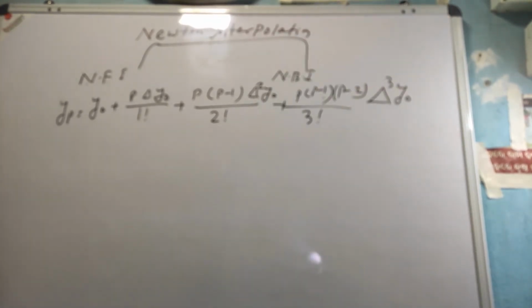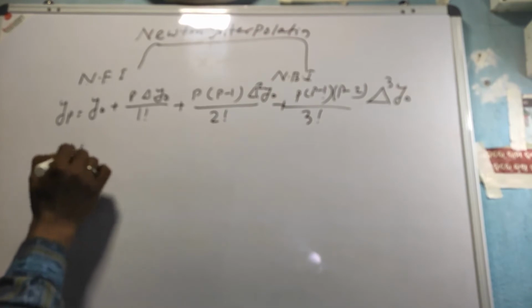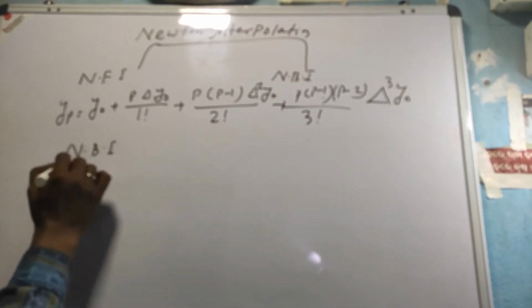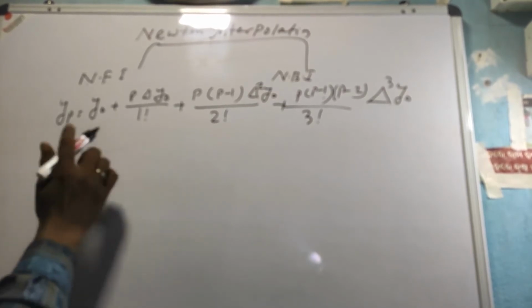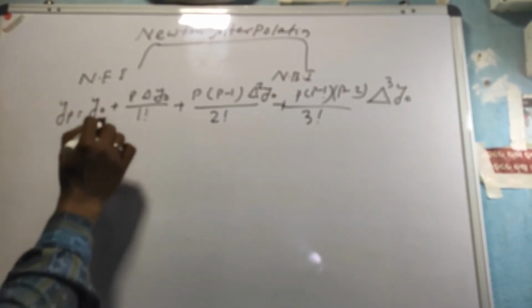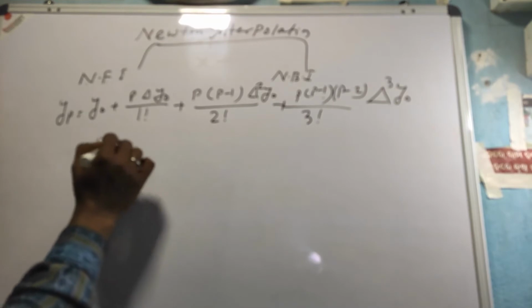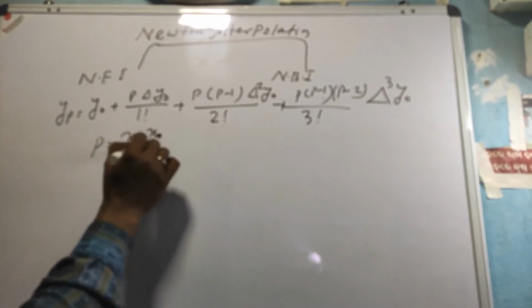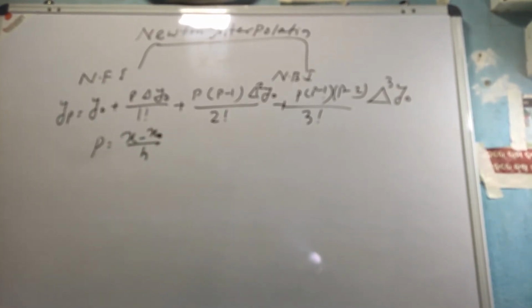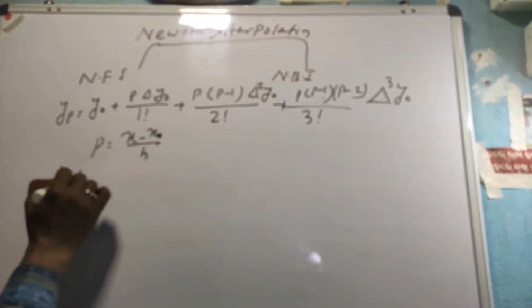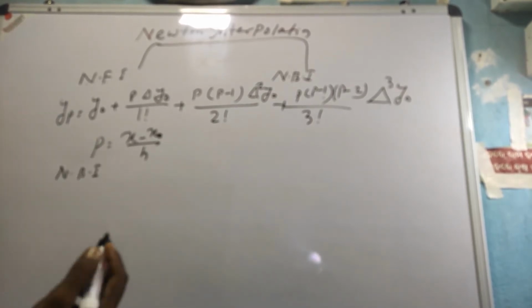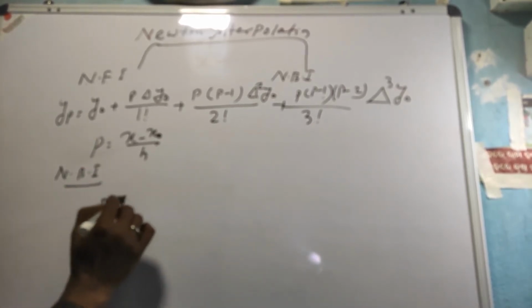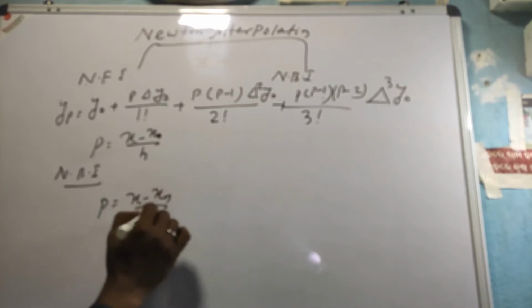Now I go to the Newton backward formula. Before we start: in Newton forward interpolation, the p value is x minus x0 by h. I will explain how to calculate it. Then the Newton backward formula is easy to remember; only the p value changes. p is equal to x minus xn by h.